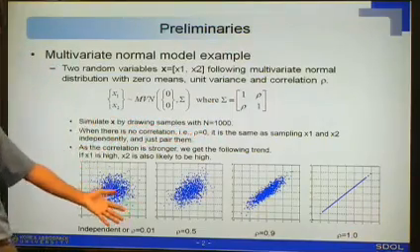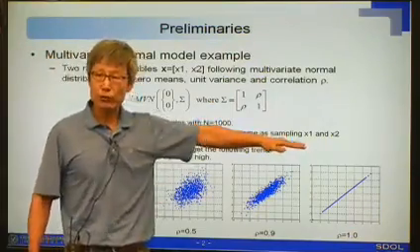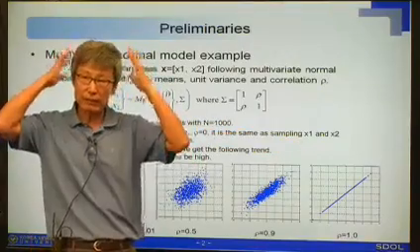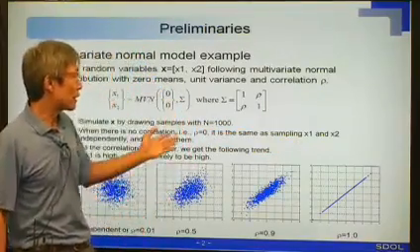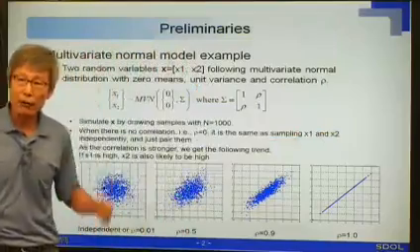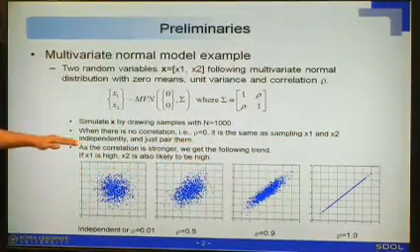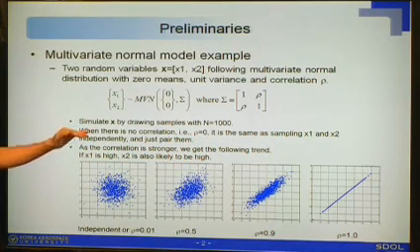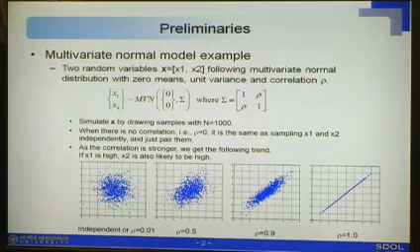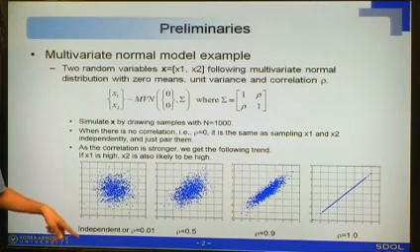Draw 1,000 samples for x1. You can do that. You can imagine in your head. Independently, you can make 1,000 samples for x2 when there is no correlation. Then you already got the solution. 1,000 samples of x1, 1,000 samples of x2, pair that. Then that is the solution. And this is the result.